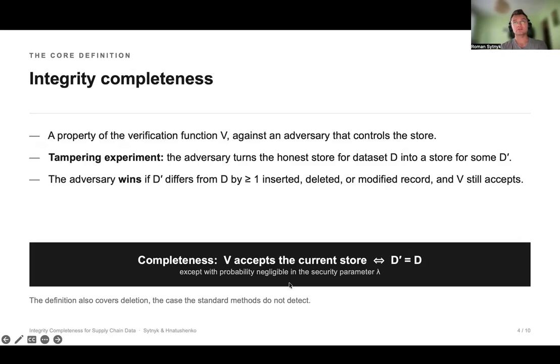Equivalently, V accepts only when the stored data equals the honest dataset. We note that the definition also covers deletion, and deletion is the case that the first two approaches do not detect.